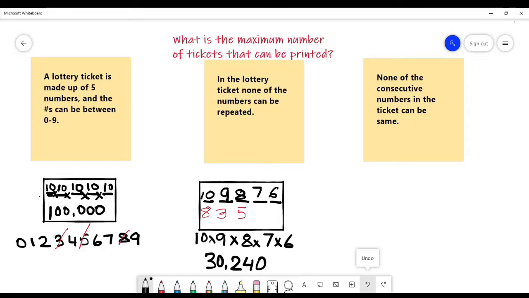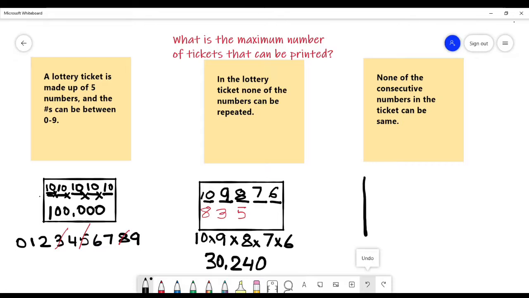Now notice something. When we had the rule that we can use any digit anywhere, we were able to print 100,000 tickets. Now that our rule has changed and it says none of the digits can be repeated, we were able to print 30,240. Now let's consider a third scenario. In the third scenario, it says none of the consecutive digits can be the same.